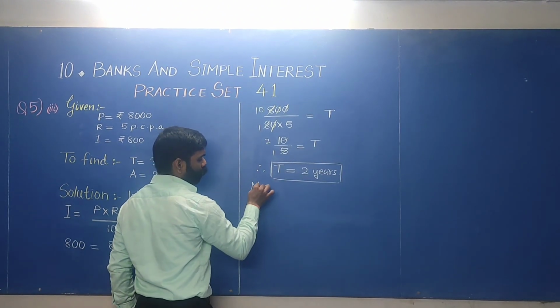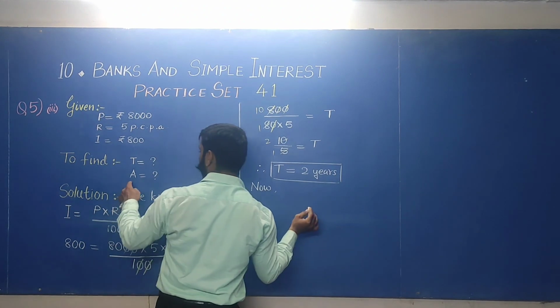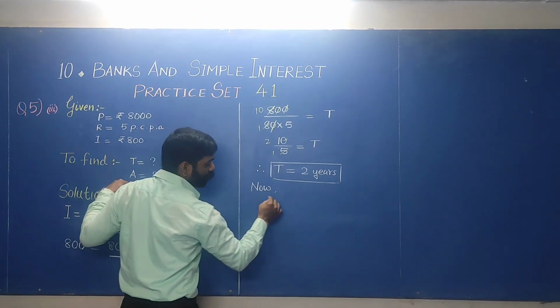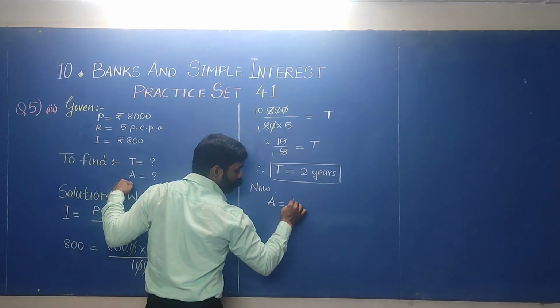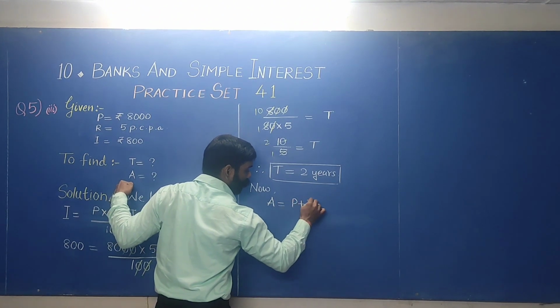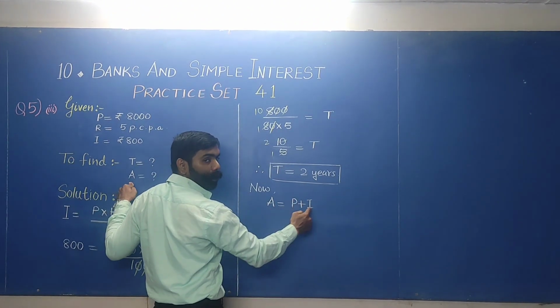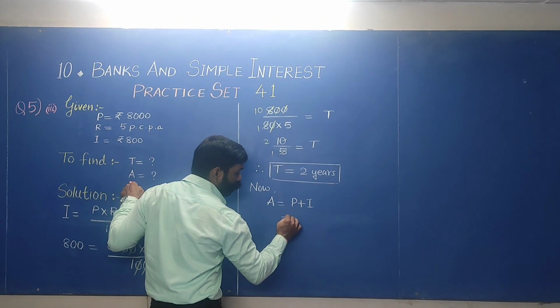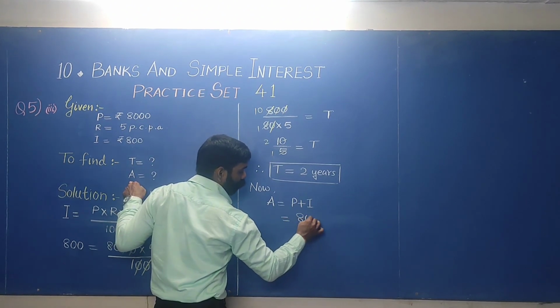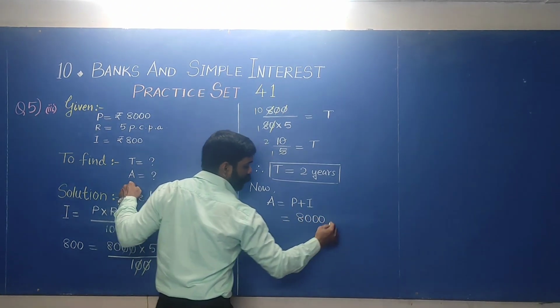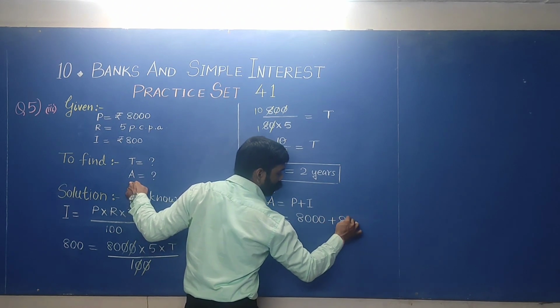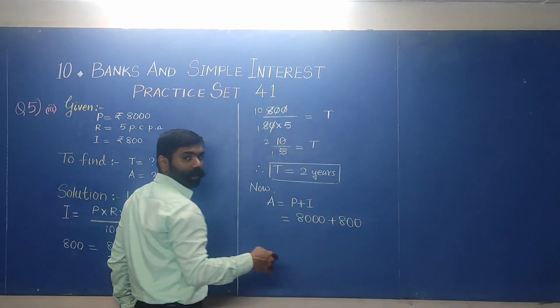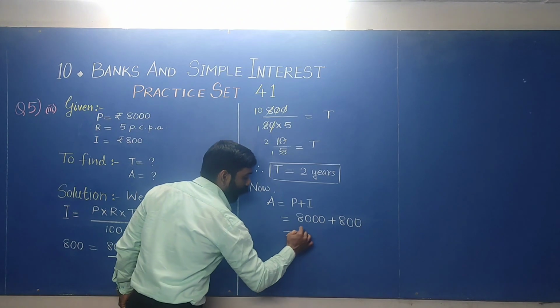Now we want to find the amount. The formula for amount is A equals P plus I. That is, amount is equal to principal plus interest. Principal is given as 8000 and interest is given as 800. These two values are given in this question, so we are going to add these two.